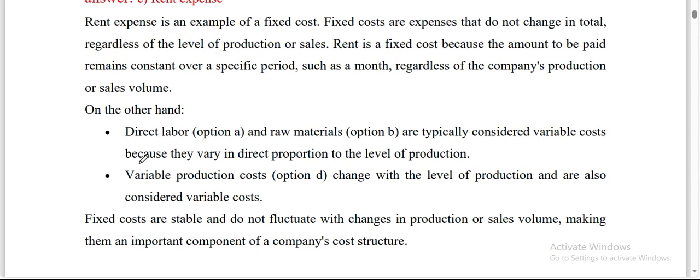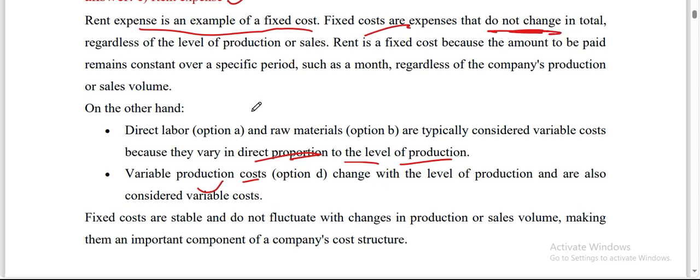On the other hand, direct labor, raw material, and variable production costs are given here. Direct labor and raw material, options A and B, are typically considered variable costs because they vary in direct proportion to the levels of production. Variable production cost, option D, changes with the levels of production and is also considered variable. So they are not fixed. Rent expenses are fixed costs. Fixed cost examples do not change in total. So the best answer is C.